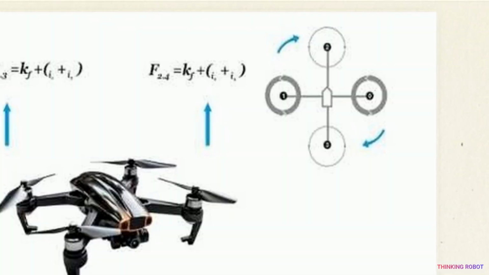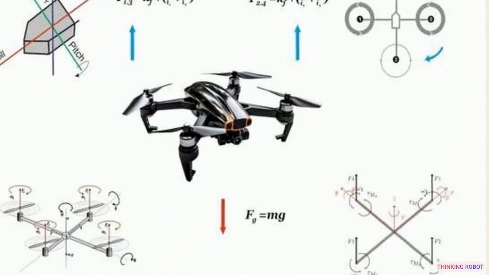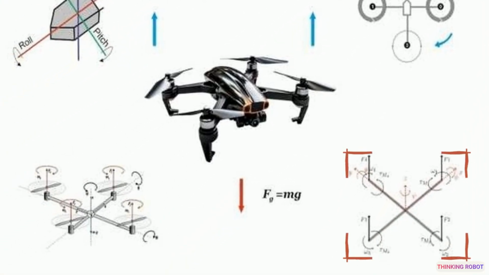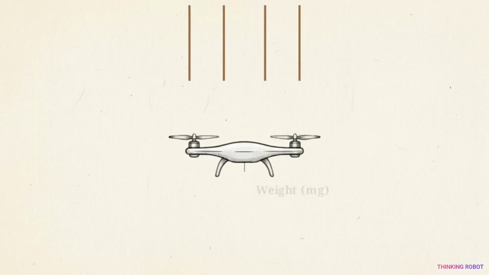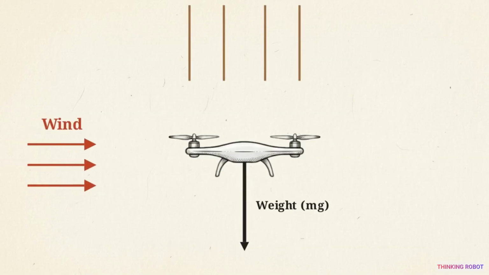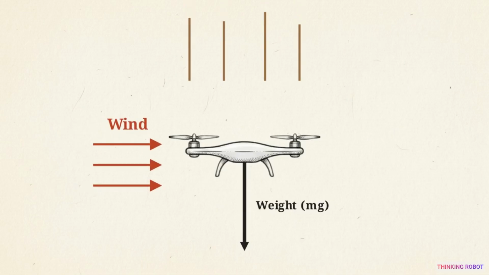This diagram shows the mechanical solution. By having diagonal pairs spin in opposite directions, clockwise and counterclockwise, the reactive torques cancel each other out. But as these lower diagrams outline, moving requires deliberately breaking that balance by altering specific motor speeds to shift the thrust vectors. Managing 4 independent thrust vectors simultaneously against gravity, changing air density, and wind requires constant, rapid mathematical adjustments.